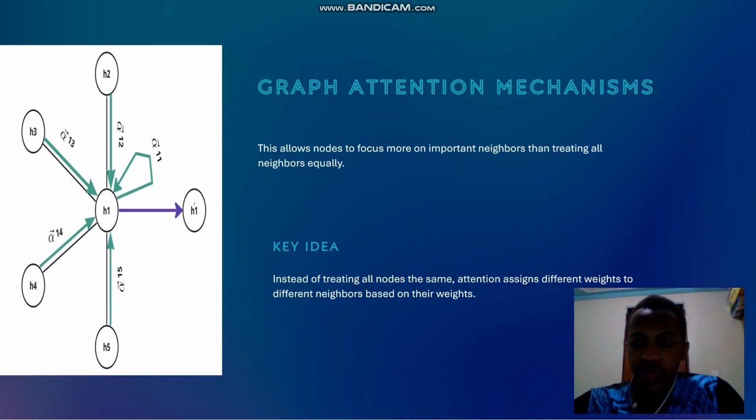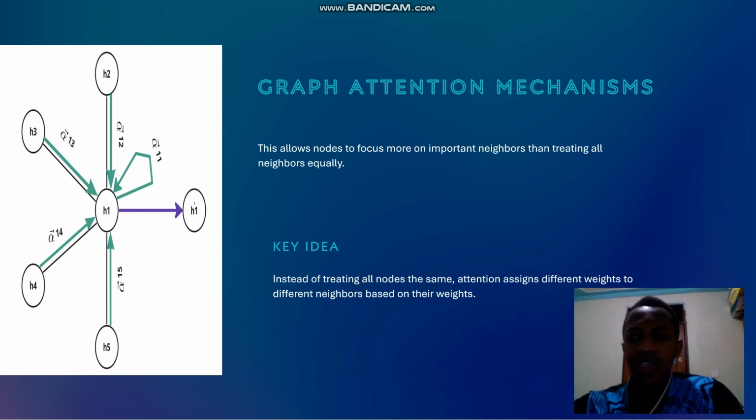Now, the core idea of attention mechanisms is to improve how nodes interact with their neighbors. Instead of treating all neighbors equally, attention mechanisms assign weights based on importance, and this ensures that the node prioritizes more relevant information while filtering out the less useful data. We can think of this like a social network.